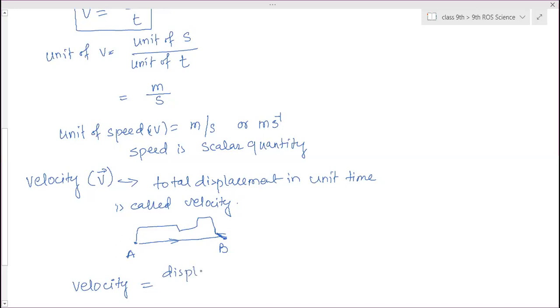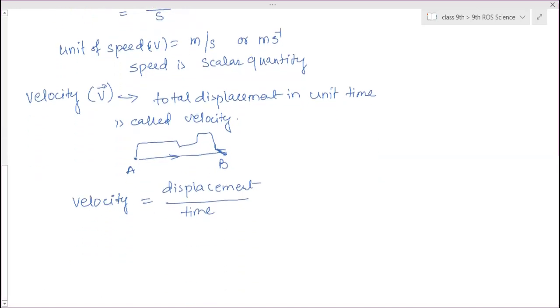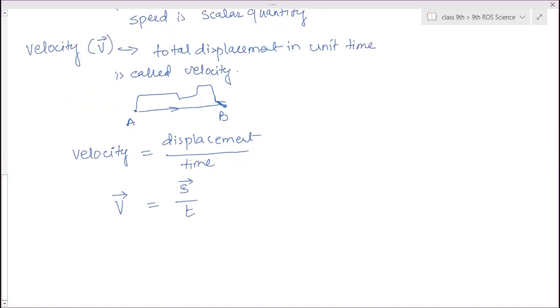Velocity is equal to displacement by time taken to complete that displacement. So velocity, V arrow, is equal to displacement by time. Displacement is measured in meters and time in seconds. So the SI unit of velocity is also meter per second, or ms to the power -1.